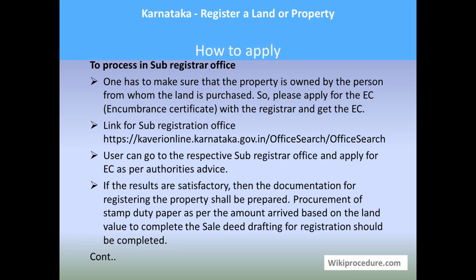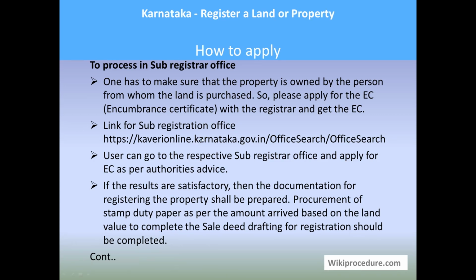Let us see how to register the land or property in the sub-register office. In order to register, the first point is to get the encumbrance certificate. This gives assurance that the land has been in the seller's name for so many years, as he claims. So in order to get this encumbrance certificate, one has to go to the sub-register office and apply.